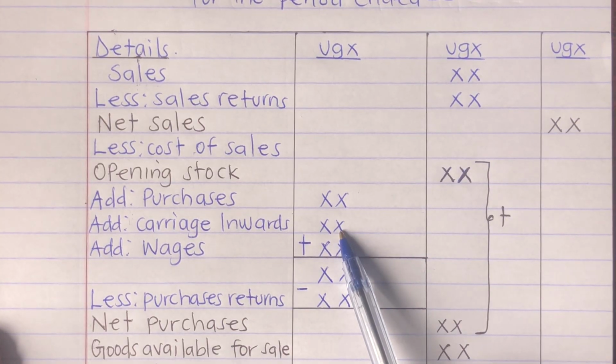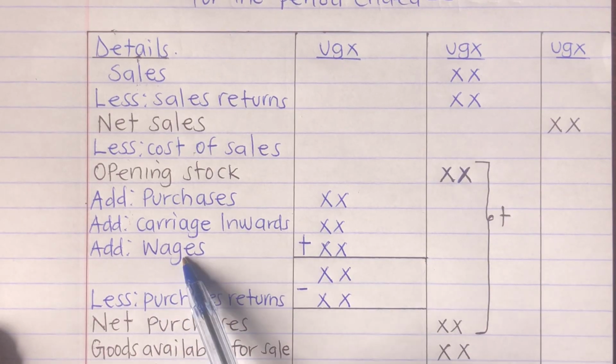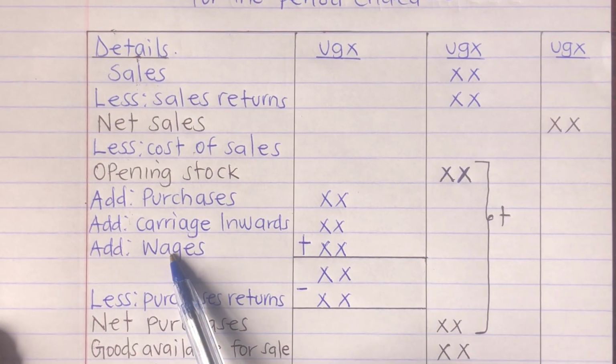Then people always shop for heavier products, meaning you'll need people to offload and load those products for you. Then you're going to pay those people some money, and that money is called wages.